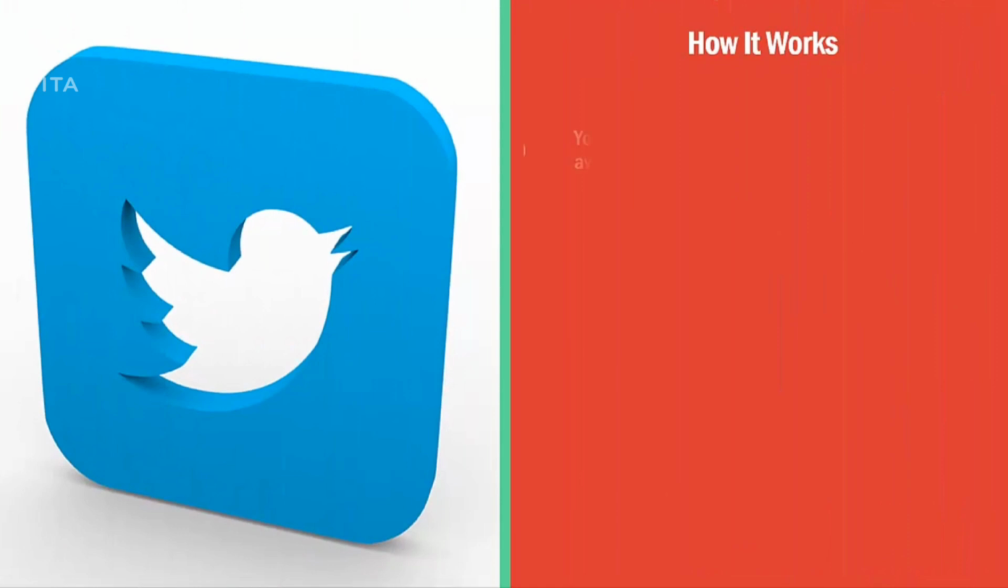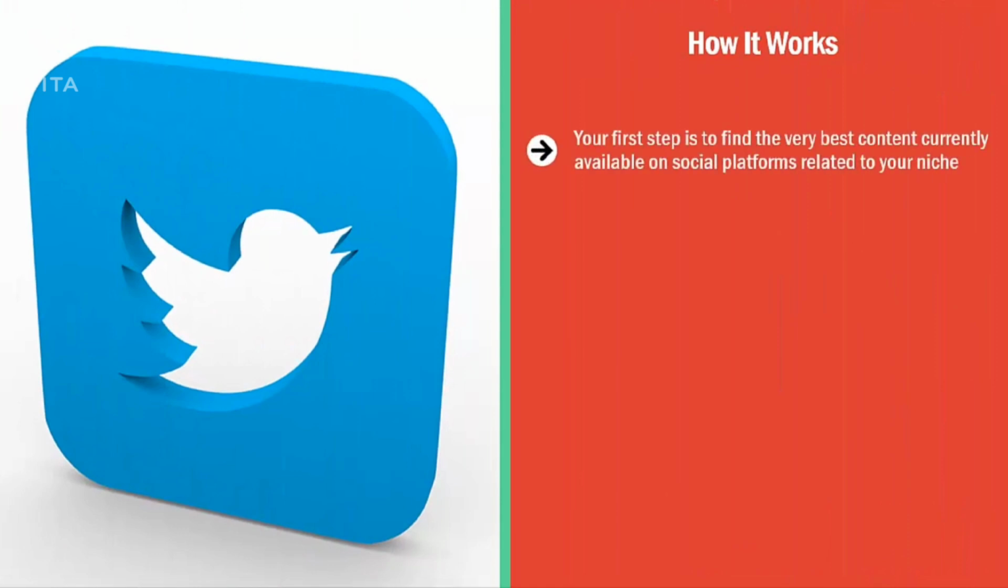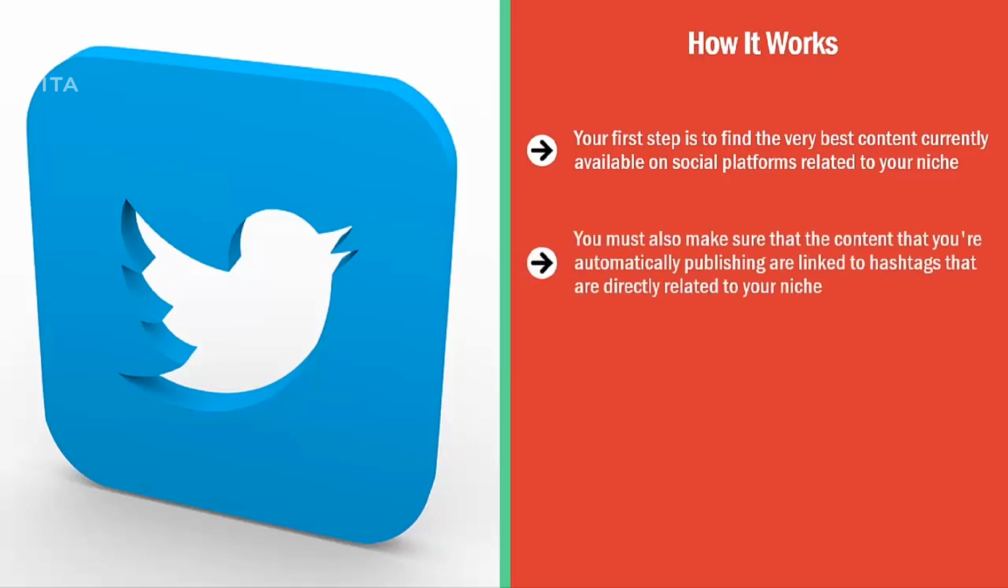How it works. Your first step is to find the very best content currently available on social platforms related to your niche. You then feed this into software that publishes automatically round the clock on your Twitter feed. You set the times when the posts will appear. You must also make sure that the content you're automatically publishing is linked to hashtags that are directly related to your niche. The key here is to rotate the third-party content with your Level 1, Level 2, and Level 3 content.